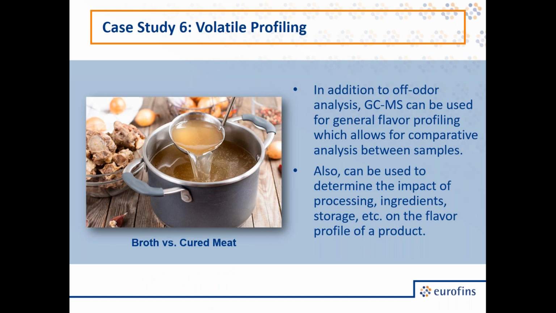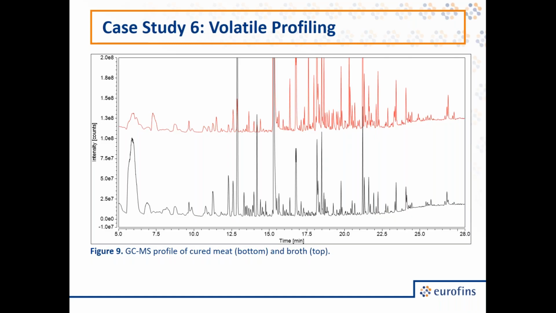and they were trying to use a cured meat to create a broth that would have similar aromatic properties, but they weren't satisfied with how that broth was coming out. So we compare the two samples, and you can see they both have very complex profiles here. We have the cured meat on the bottom in black and the broth on top in red. And I'm just going to highlight a few here.